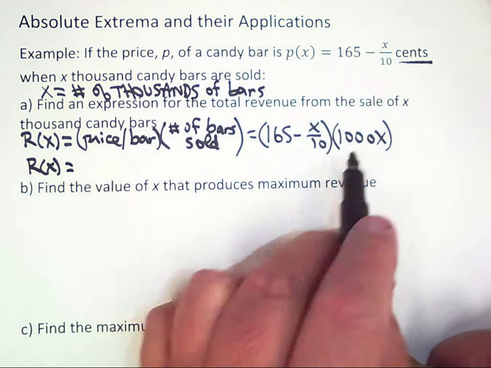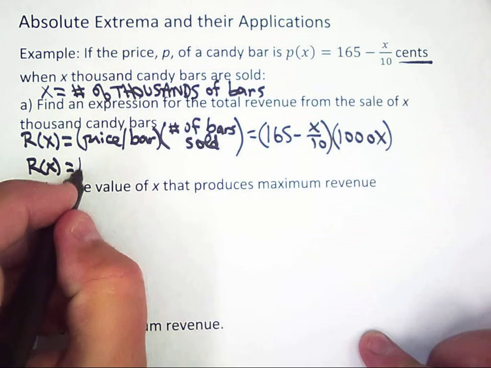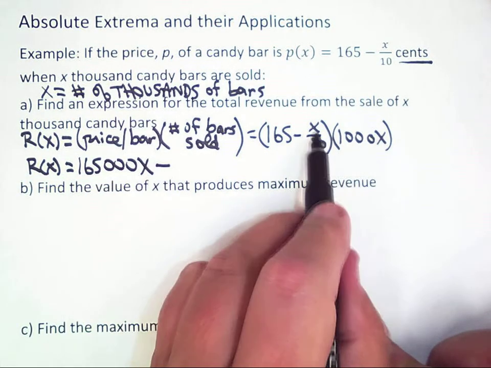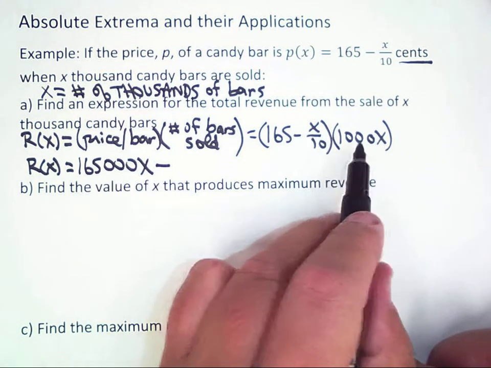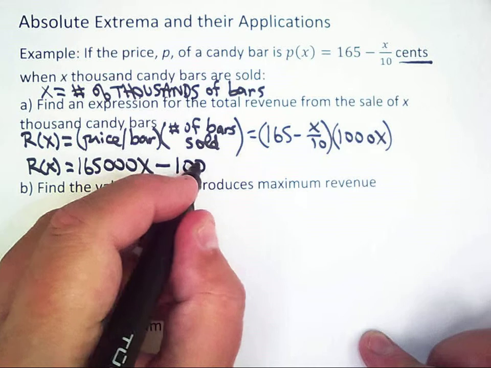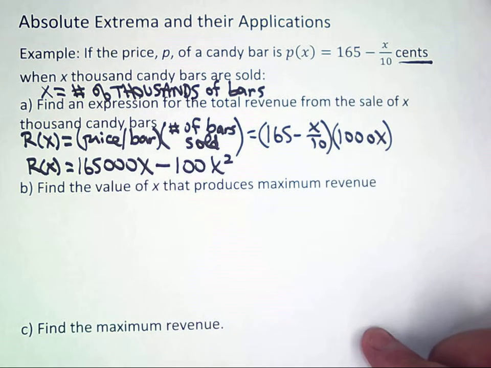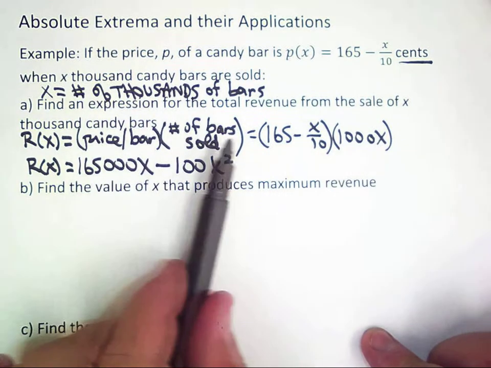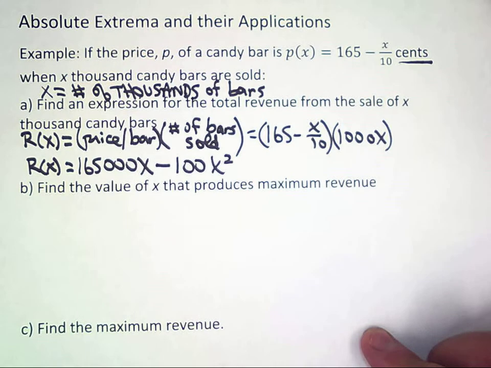Assuming you're with me on that, now it's simple enough just to multiply this out. 165 times 1,000x is 165,000x minus x over 10 times 1,000x. X times x will be x squared. The 10 goes into 1,000 and leaves 100, so you get 100 x squared. So that's the tricky part here, thousands of units versus the number of bars sold. You've got to be careful. Given that, finding the revenue function is pretty straightforward. So that's the A part.